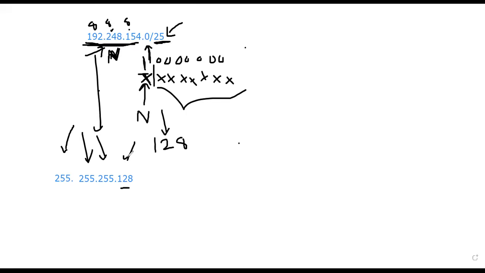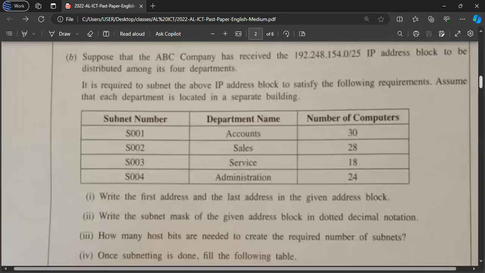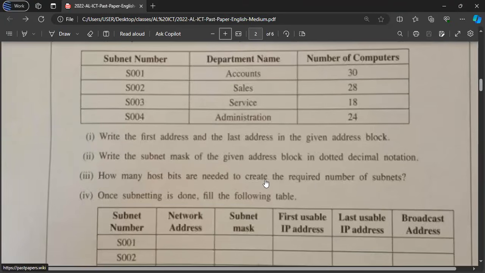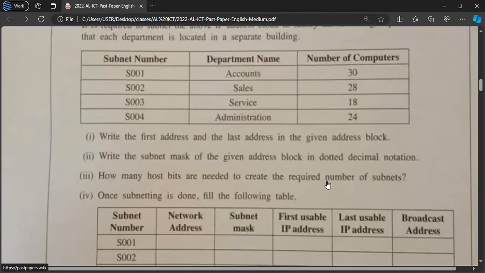Now let us move to the next question. What has the examiner tested? Let me read that: how many host bits are needed to create the required number of subnets? Okay, let us come to that.